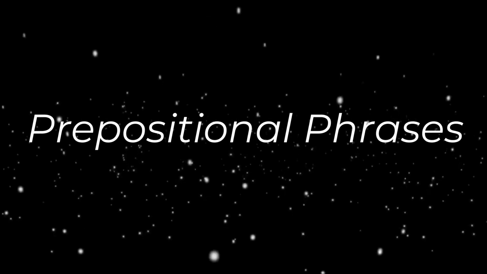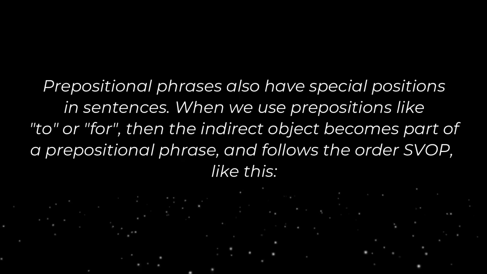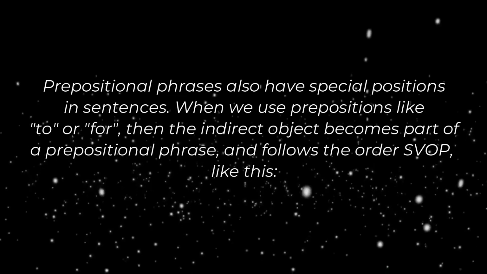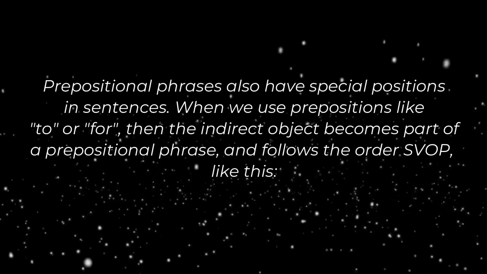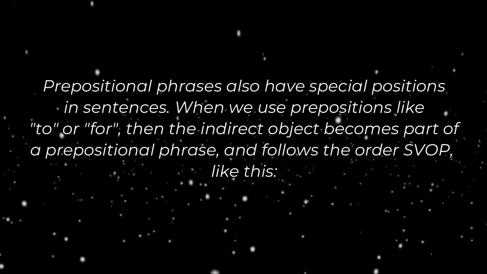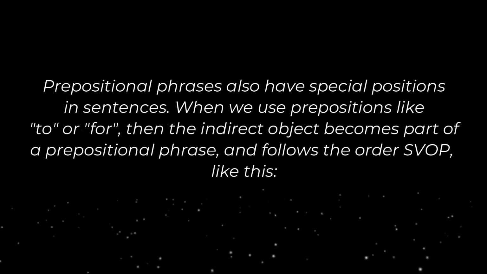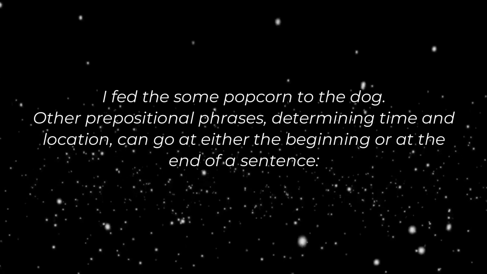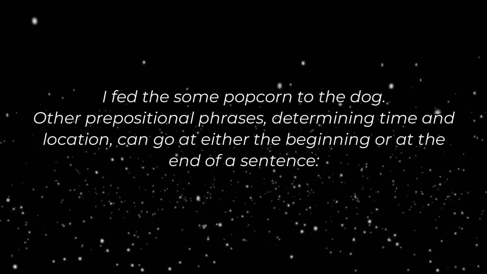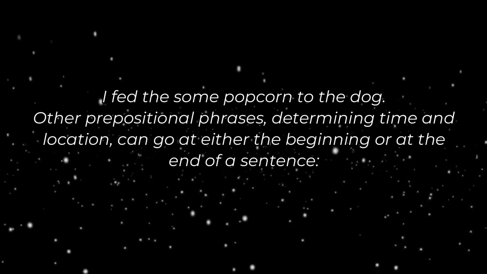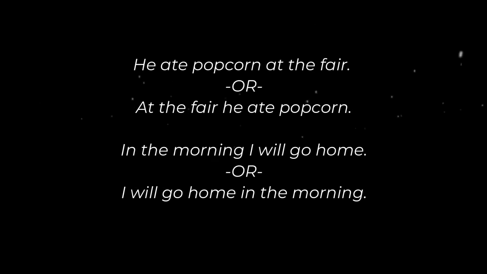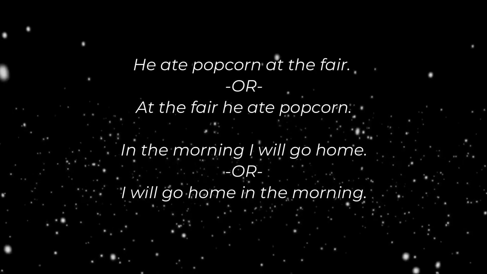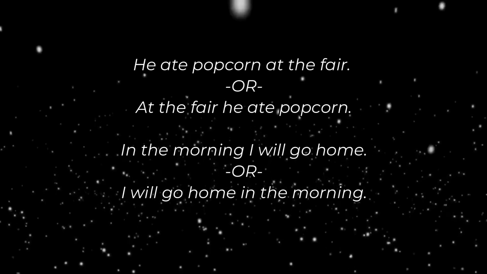Next up are prepositional phrases. Prepositional phrases also have special positions in sentences. When we use prepositions like to or for, then the indirect object becomes part of a prepositional phrase and follows the order SVOP, like this: I fed some popcorn to the dog. Other prepositional phrases determining time and location can go at either the beginning or the end of a sentence. He ate popcorn at the fair, or at the fair he ate popcorn. In the morning I will go home, or I will go home in the morning.